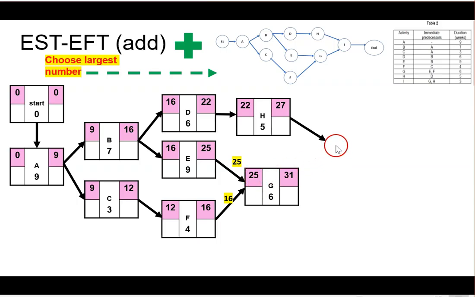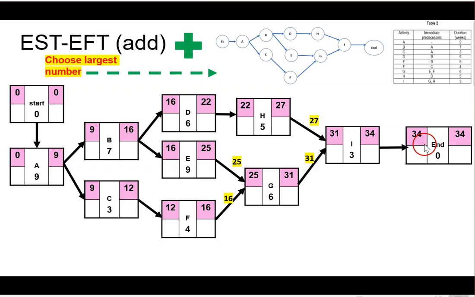And then I, we have 2 also, from H and from G. From H we bring 27, and from G we bring 31. But what to choose? Again, we look at the largest number, so it's 31. I is 3, so 31 plus 3 is 34. Then we have another box for N here. N is 0, so 34 plus 0 is 34. Okay, we're done for the earliest. Now we're going backward for the latest.